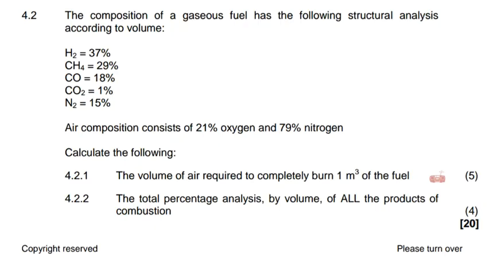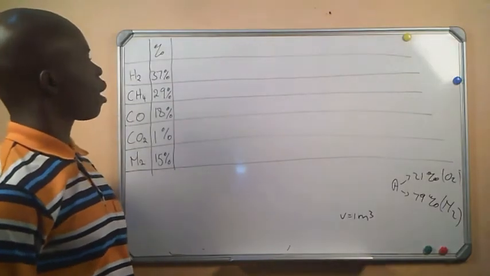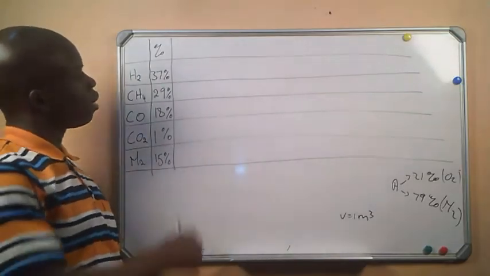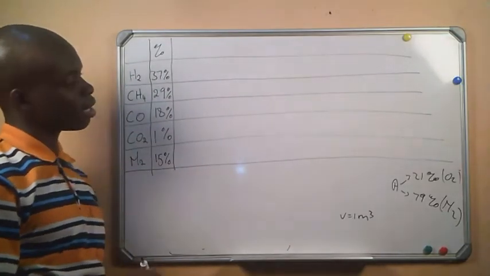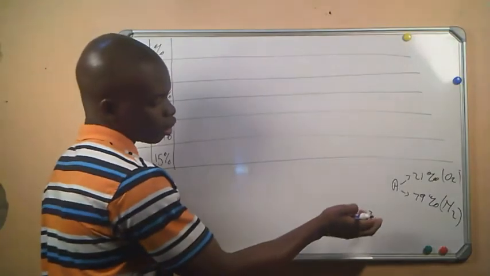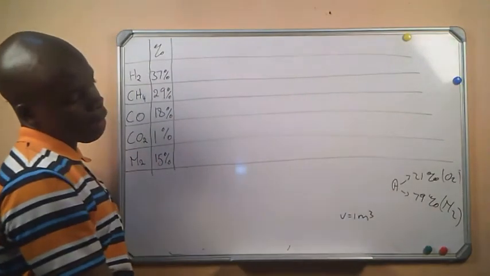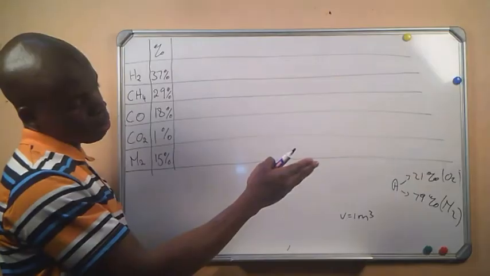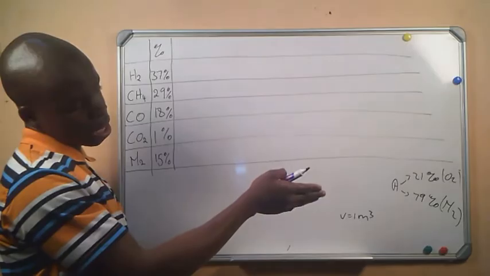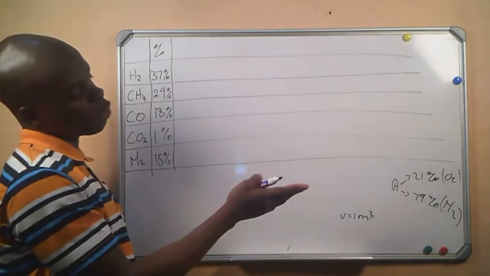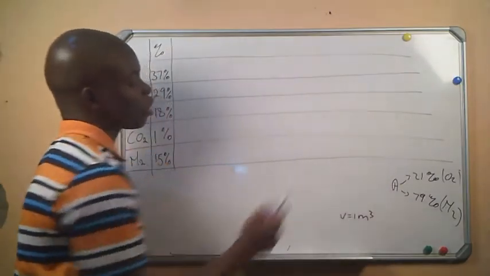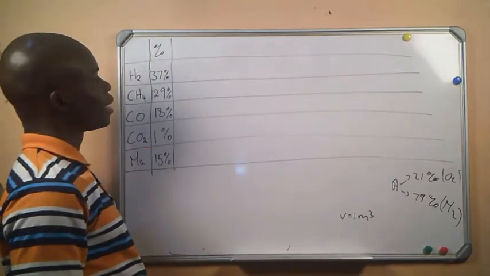Then the questions. They say calculate the following. Number 1, the volume of air required to completely burn 1 cubic meter of the fuel. So they gave us the structural analysis by volume, and then they told us the composition of air, that 21% of the air will be oxygen and 79% of it will be nitrogen. And then they gave us the total volume that we are dealing with.